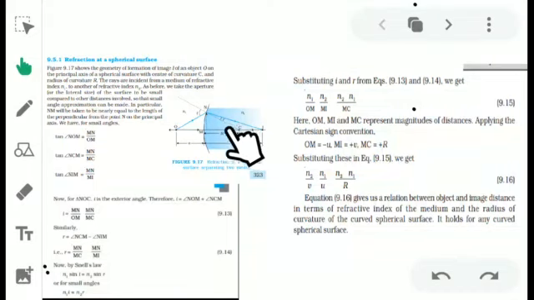From the diagram, it is very clear that tan NOM is equal to NM upon OM. Tan NIM is equal to MN upon MI. Then tan NCM is equal to NM upon MC.